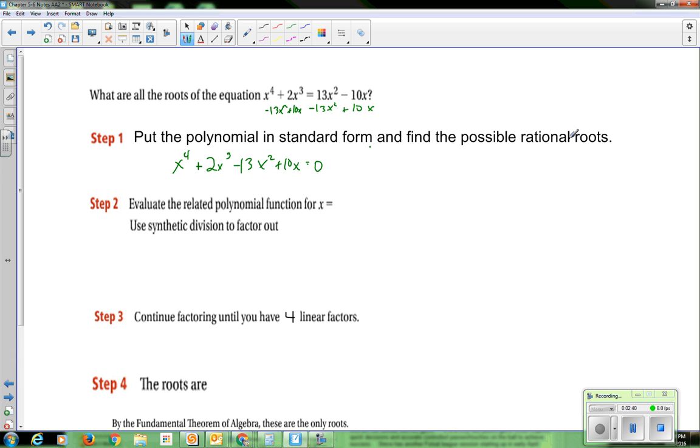And then I'm going to find the possible rational roots. I can factor out an x from this, and it's x cubed plus 2x squared minus 13x plus 10. So I know x equals 0 is a factor, and now I've got to find another root for x cubed plus 2x squared minus 13x plus 10. So I'm going to go ahead and graph this on Desmos and find the roots.